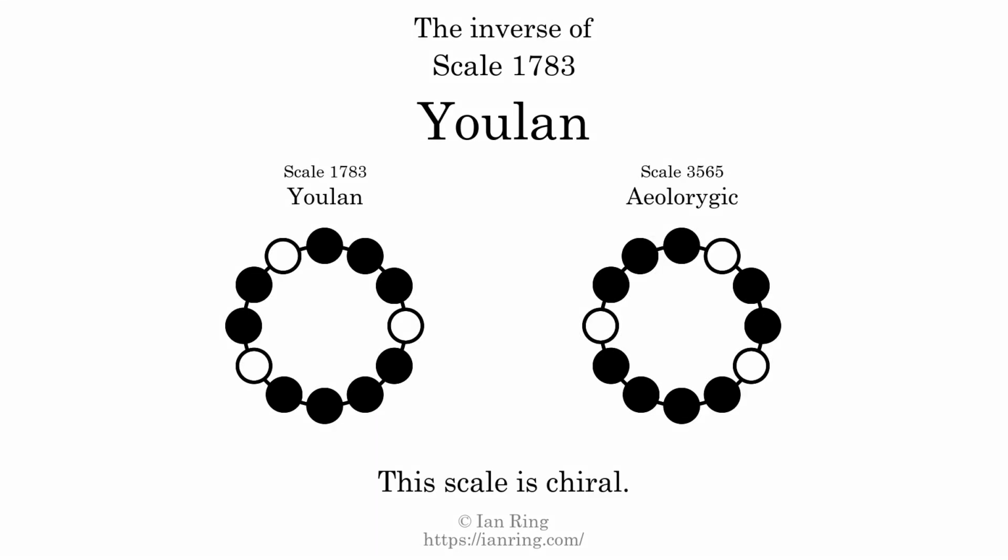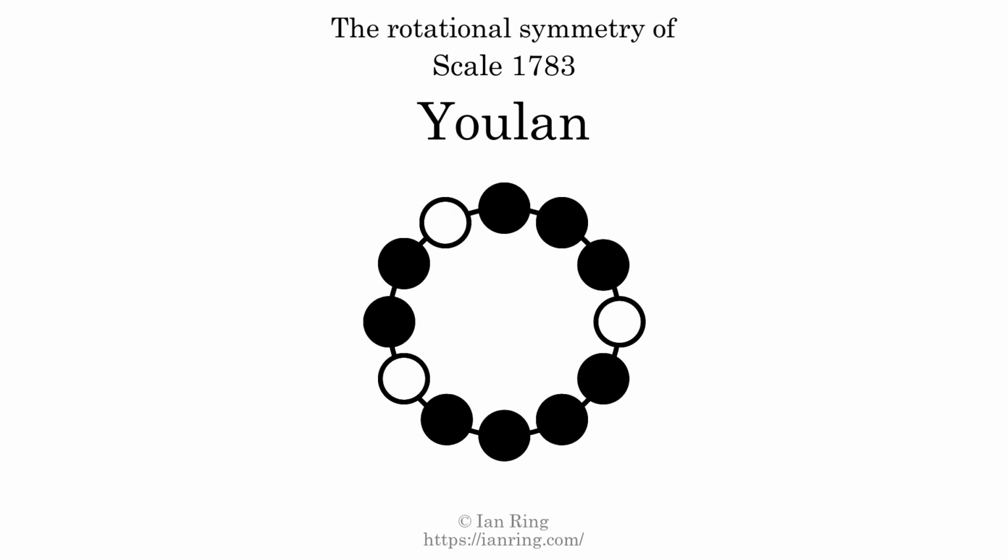The inverse of a scale is a mirror image. It is what you get when the sequence of intervals is reversed. The inverse of this scale is scale 3565, also known as Eulerogic. This scale is chiral. It cannot transform into its inverse by rotational transformation. This scale has no rotational symmetry.